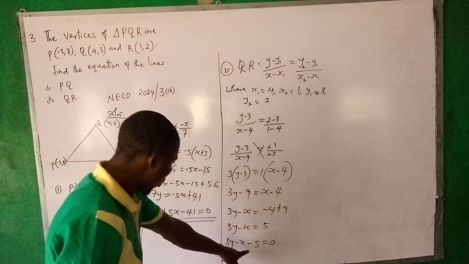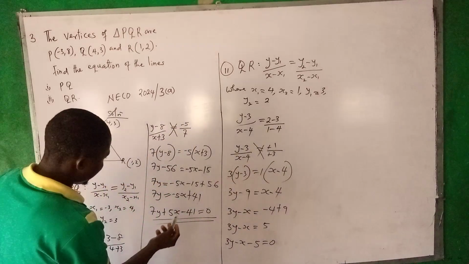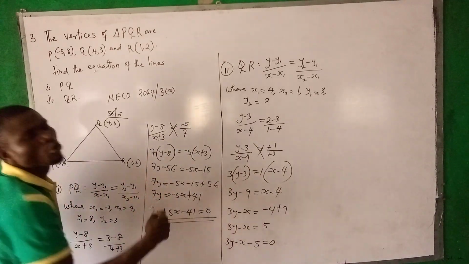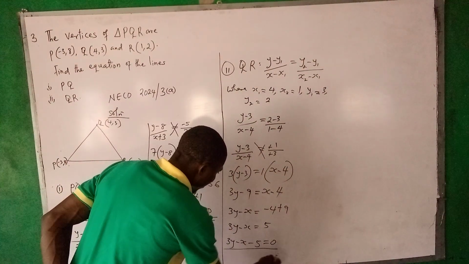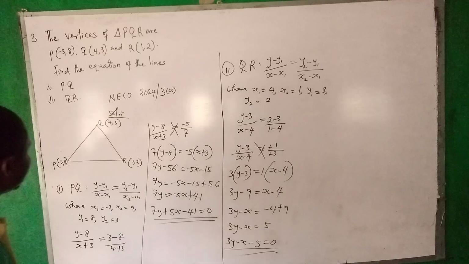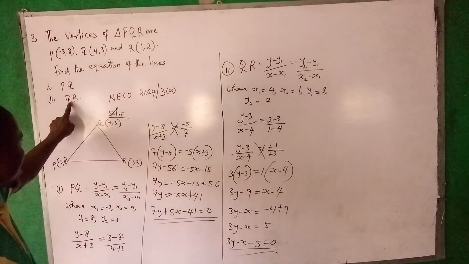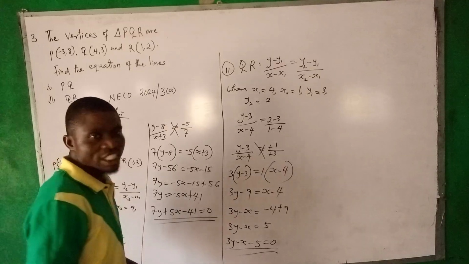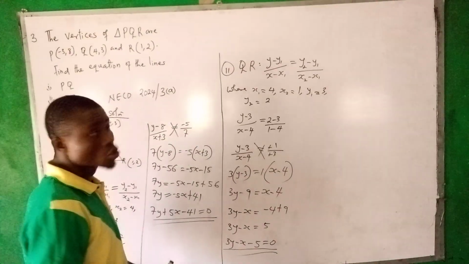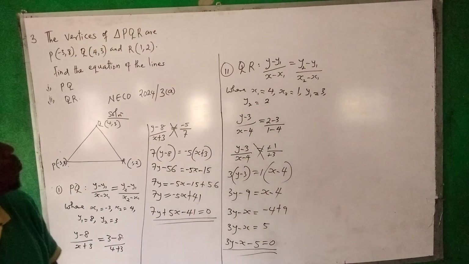Or if you want it, you can take it back to this form. Any of these can become your answer. So this is the answer to this particular equation. The equation of PQ is this one, and this ends the question, the solution to this particular problem. All right.